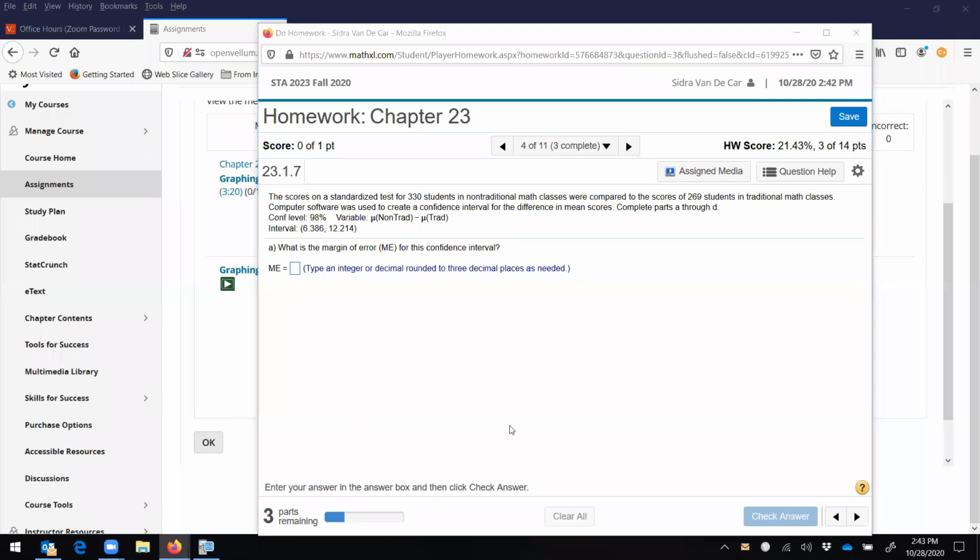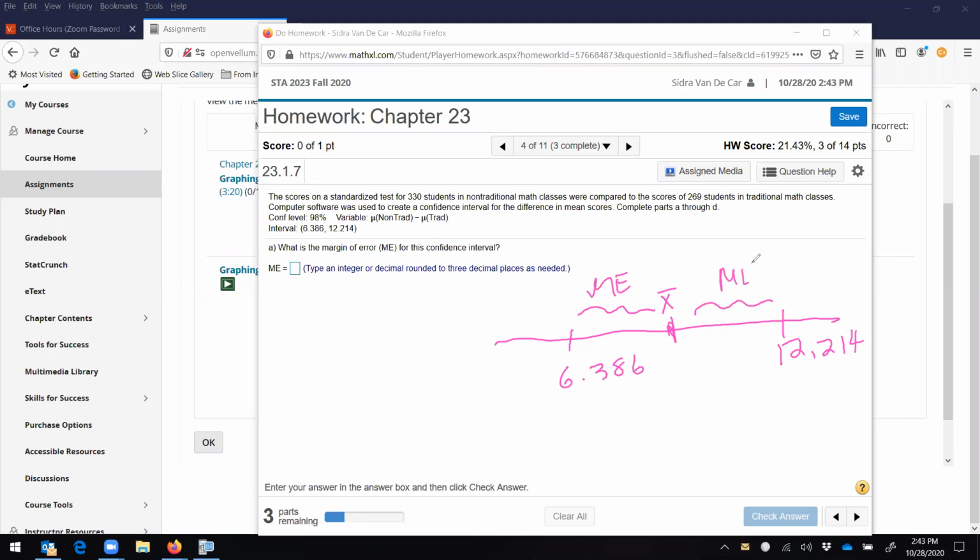So take a look at what we're doing here. Our confidence interval goes from 6.386 to 12.214. Smack dab in the middle should be the sample mean that we got. And this distance here is the margin of error, and this distance here is the margin of error. So if I subtract these two, it's twice the margin of error.